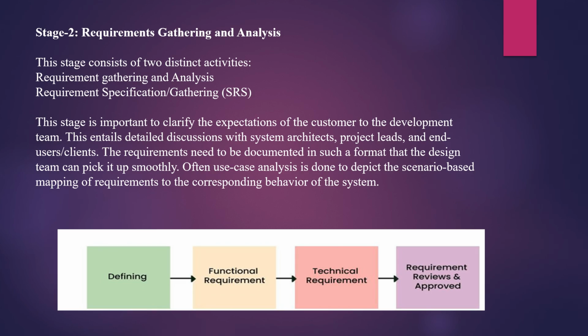As we have seen here, SRS is there. This is the software requirement specification. This is a sort of document that specifies all the things that need to be defined and created during the entire project process cycle. Here the diagram is there defining, then functional requirements are there, what the functionalities are, how they are implemented, and then the technical requirements are there, what technologies are being used, and then the requirement reviews and approval.